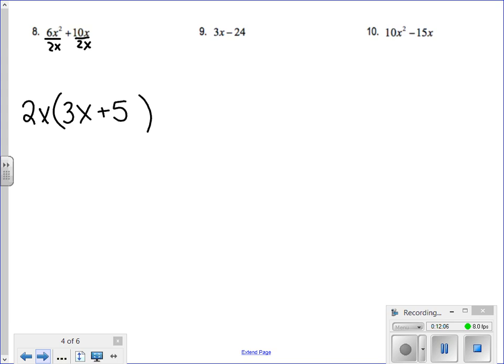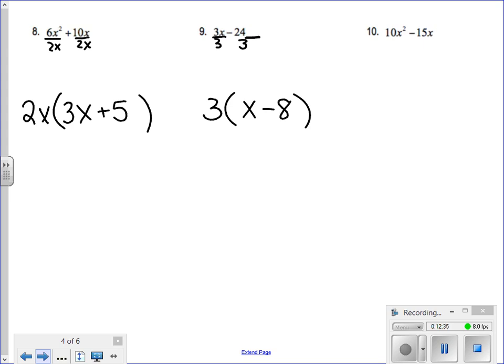All right, the next one, 3x minus 24. Well, the only thing that goes into 3 is 1 and 3. 24 has lots of factors, but 3 happens to be one of them. So 3 is the greatest common factor. There's not an x on the 24, so there's no x in the GCF this time. So all I have to do is divide both terms by 3. 3x divided by 3 is x. -24 divided by 3 is -8.